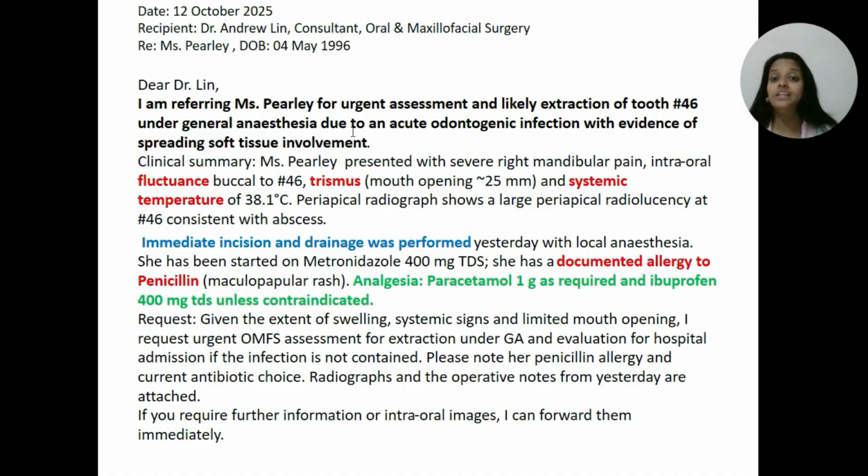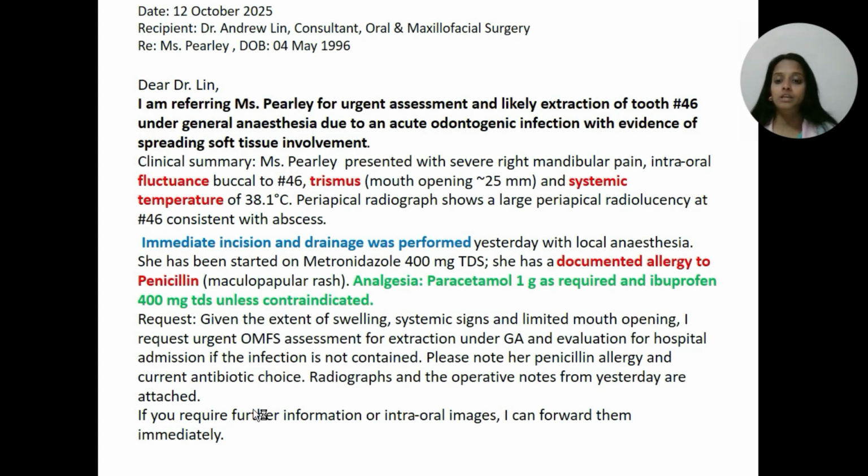And the next one is clinical facts and safety information. Yes, we have mentioned the red flags such as trismus, systemic temperature, and fluctuance, all these things. Also, allergy to penicillin has been documented, which is very critical for safe prescribing and a high value detail that examiners respect in dental OET letters. And the treatment already given and the current medications also mentioned with the name, dosage, frequency. So this avoids duplication and helps the surgeon plan perioperative care.